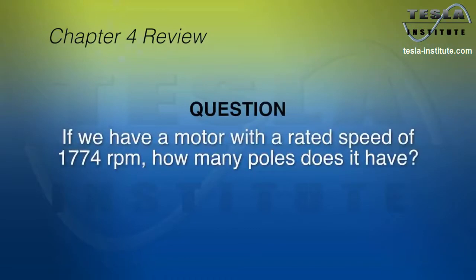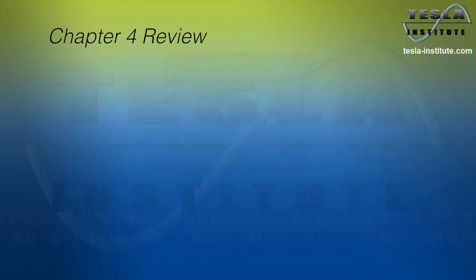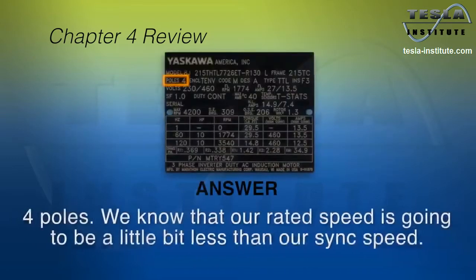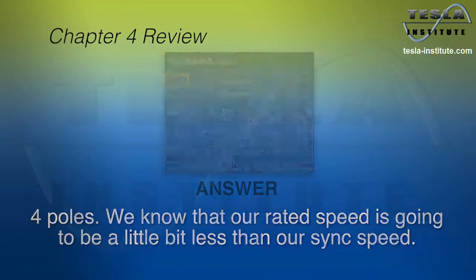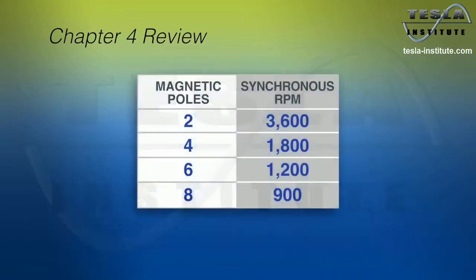If we have a motor with a rated speed of 1,774 RPM, how many poles does it have? And the answer is 4 poles. We know that our rated speed is going to be a little bit less than our sync speed. Looking at this table from earlier, we see that a 4-pole motor has a sync speed of 1,800 RPM. This tells us that if we include slip, we are around 1774 RPM.